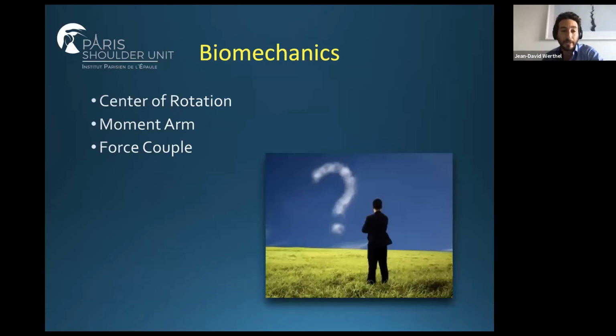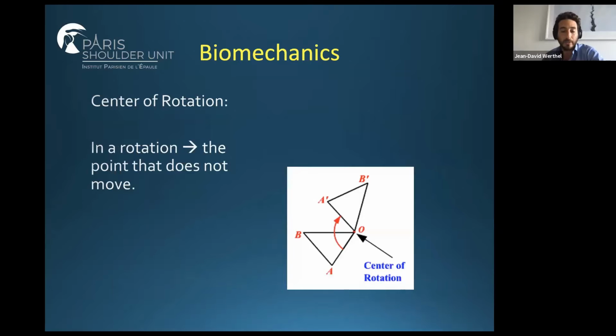Then if we talk about biomechanics, we need to concentrate on basic notions and basic principles, and something that we need to keep in mind is the center of rotation, because essentially the movements that the shoulder is going to make are movements of rotation. So every time there is a movement of rotation, we need to find the center of rotation. And what point is the center of rotation? The center of rotation is the point that does not move during a rotation. So if you look at that triangle, it rotates around the O point, and that point does not move during that rotation. So that's the center of rotation.